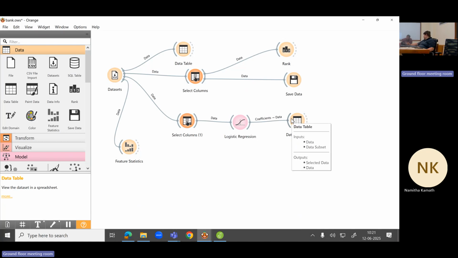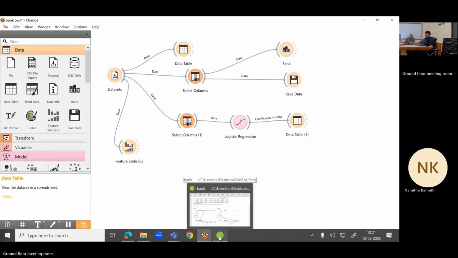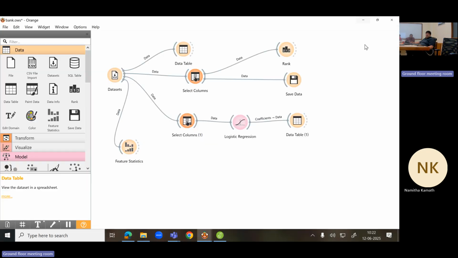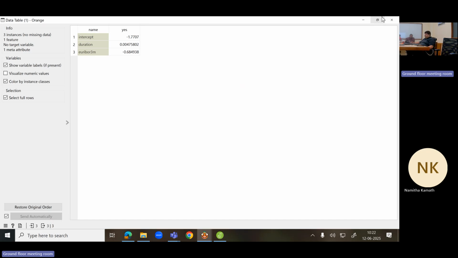You have got the coefficients. Now let's say I want to see the difference between Orange and Gas. Gas gives you statistical significance also. This p value gives you statistical significance, the standardized estimate, everything. But Orange doesn't give you that. It only gives you the coefficients, because it's not interested in telling you the statistical significance. It's just giving you the model description.